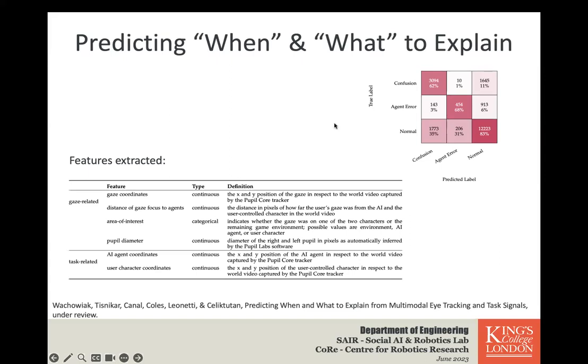And then we found that the results are promising. It is possible to identify the confusion states and the agent error states, and also to discriminate the normal states. And this gives implications. Actually, we can use nonverbal behaviors to enable agents to know when and what to explain.